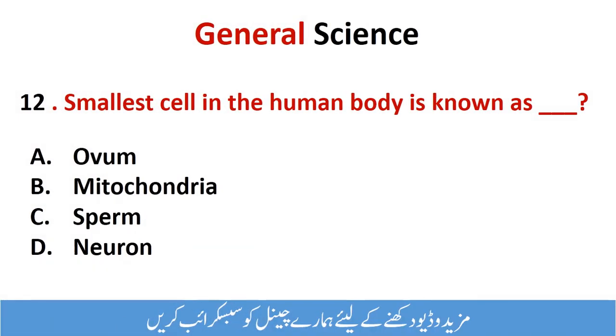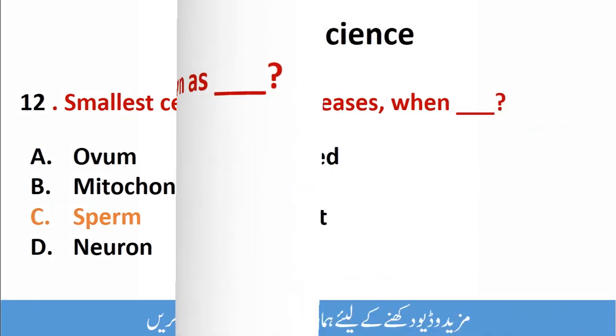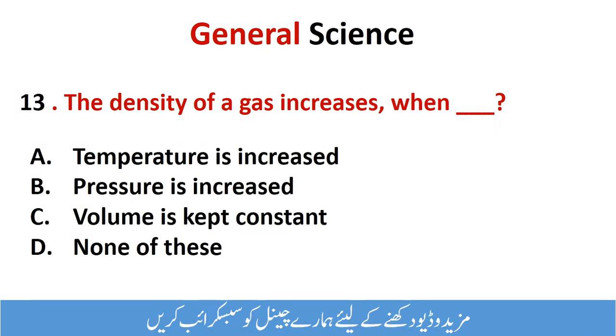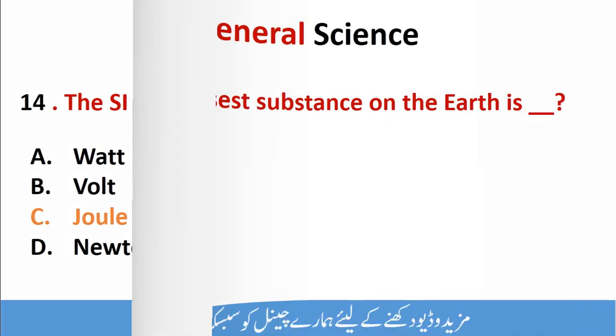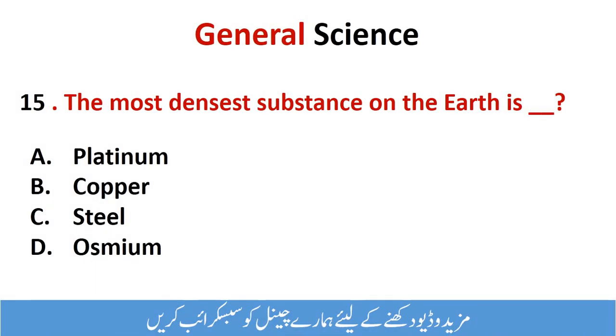Next question: The smallest cell in the human body is known as dash. The correct option is option C. Next question: The density of a gas increased in dash. The correct option is option B. Question: The SI unit of heat is dash. The correct option is option C. Next question: The most dense substance on earth is dash. The correct option is option D.